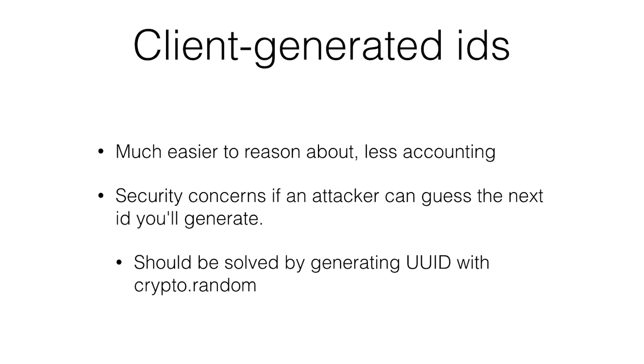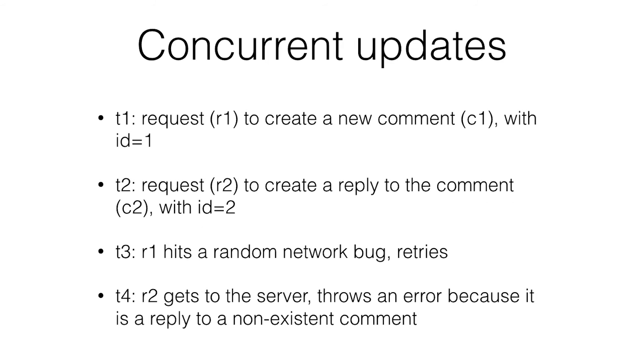this should be okay if you generate the UUIDs with crypto.random. It's in all the newest browsers, so it's not really a problem anymore. Should be safe. You can also send down batches of IDs for the client, but that kind of gets a little hairy, hard to reason about also.